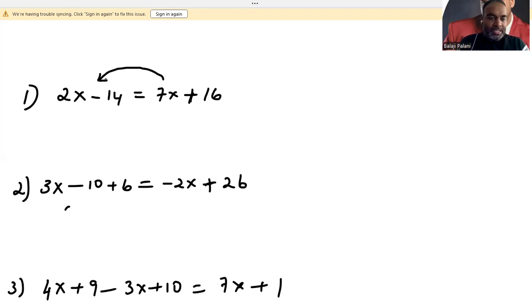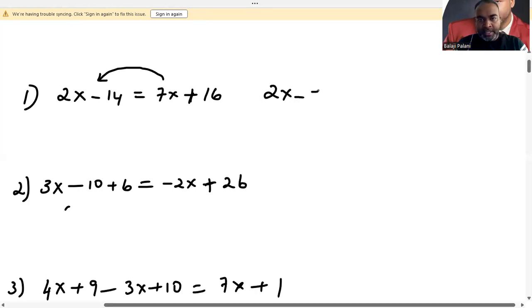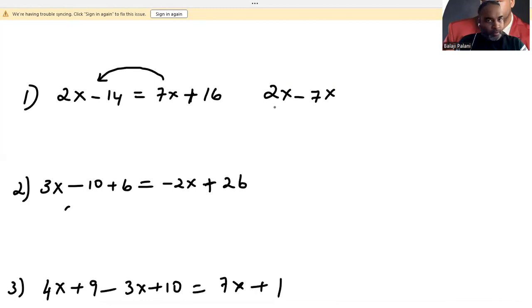Now what happens when you bring the 7x to the left? It becomes 2x minus 7x. Correct? You will have 2x minus 7x, so it becomes minus 5x. So one of the criteria is not satisfied. x has to be positive. Of course, I told you it is not possible in all the cases, in all the questions.